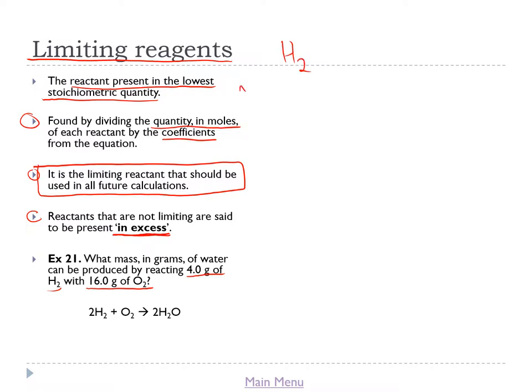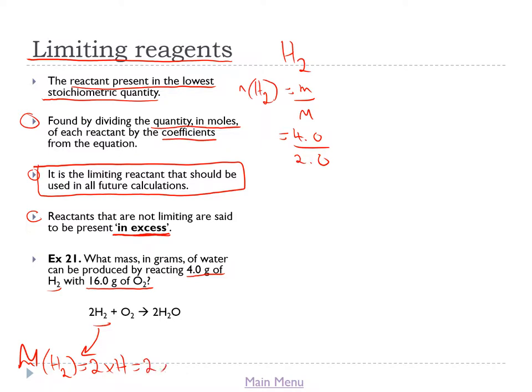So the number of moles of H2 equals the mass over the molar mass, which equals 4.0 over 2.0. Our mass is 4.0, and our molar mass is 2.0. The molar mass of H2 equals 2 times H, which equals 2 times 1, which equals 2. That shouldn't be a surprise. Okay, and that will come to 2 moles.